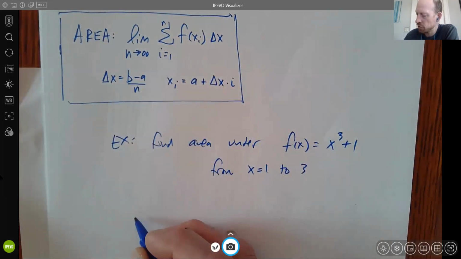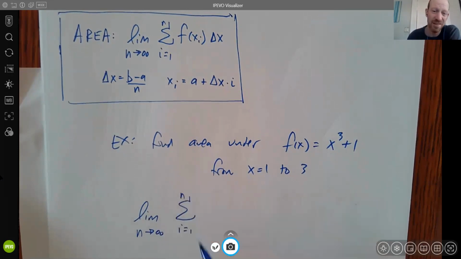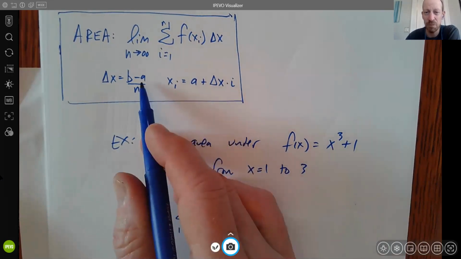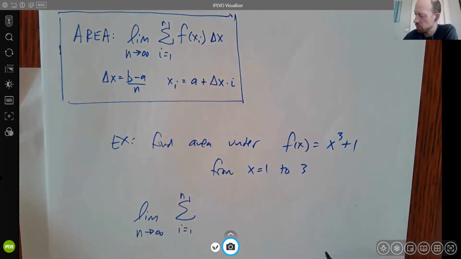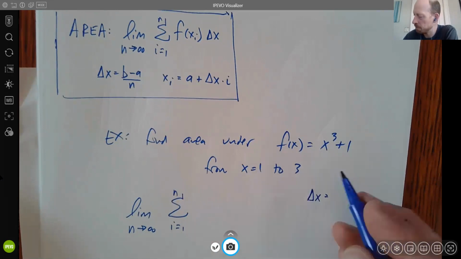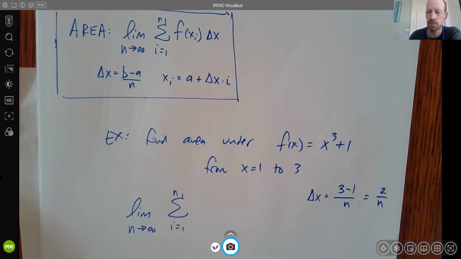So the area under the curve is going to be the limit as n goes to infinity of the sum from i equals 1 to n. So that's the same no matter what the function is and where it's located. But then I need to figure out what the x sub i is and what the delta x is and put those into the function. So delta x we have to figure out first. That's b minus a over n, 2 over n. So the width is 2 and I'm dividing it into n pieces. So each of those has to be 2 over n wide.